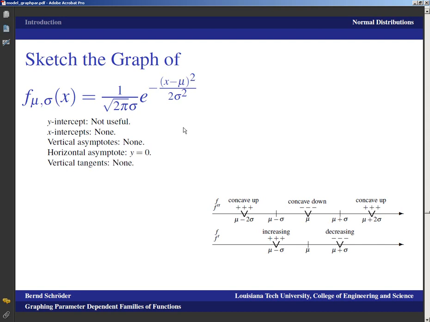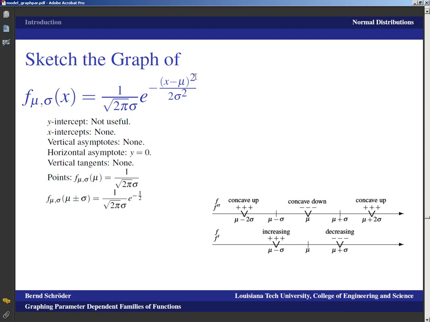Well, we don't have vertical tangents here, and so we want to plot at least some points, and the interesting points are certainly where we have our maximum and where we have our inflection points. So we need f of mu, which is, well, when you plug in mu, your exponent becomes 0, e to the 0th is 1, so f of mu is just 1 over root 2 pi sigma. And then we have f of mu plus minus sigma. Again, the stuff out front stays the same. And mu plus minus sigma minus mu is just plus minus sigma squared.